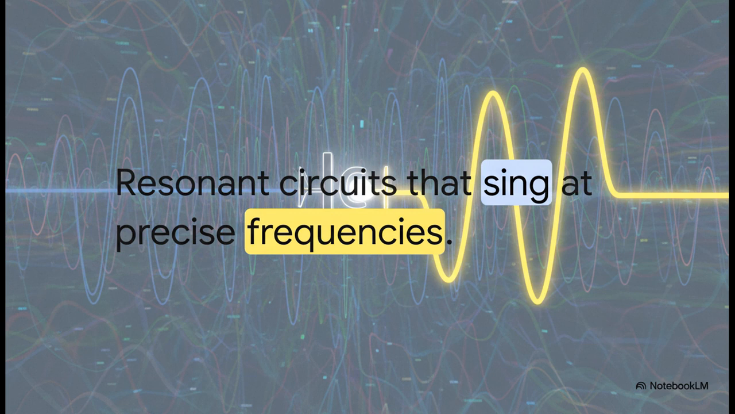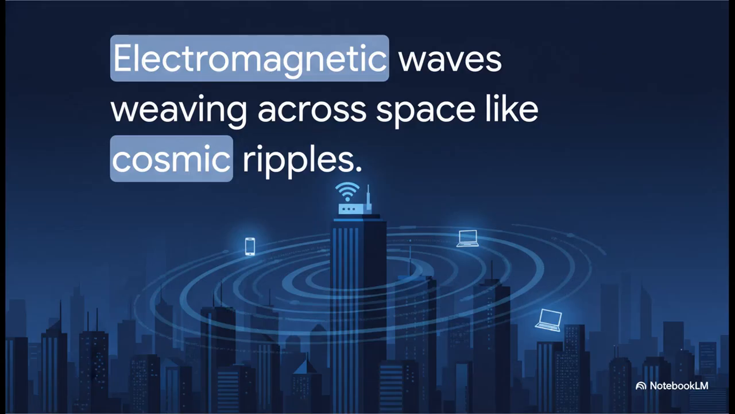Or how about this one? Resonant circuits that sing at precise frequencies. You know how a singer can hit a certain note and make a wine glass vibrate? It's kind of like that, but for electronics. You can build circuits that are tuned to vibrate or sing at one very specific frequency. And that's how your radio is able to pull your favorite station out of this huge, invisible sea of signals all around us. And that brings us to these electromagnetic waves, which are just weaving across space like cosmic ripples.